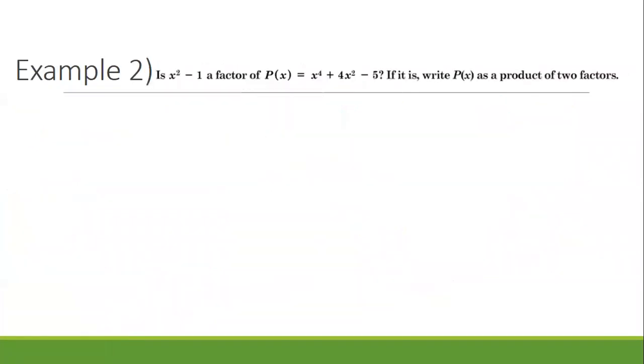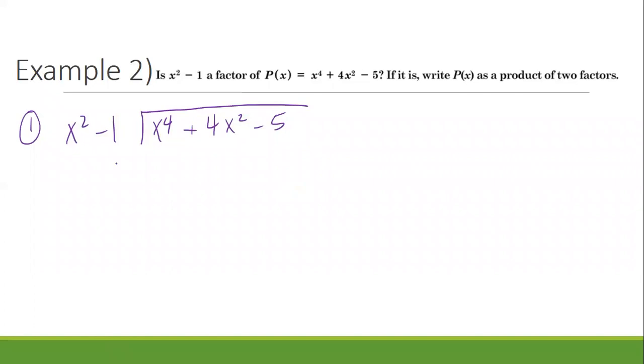All right, let's try another example. So here we have x squared minus 1, and we have x to the 4th plus 4x squared minus 5. For this one, for step 1, I wanted to show you that because of how this is set up and the type of quartic this is, I actually can solve this without adding in fillers.